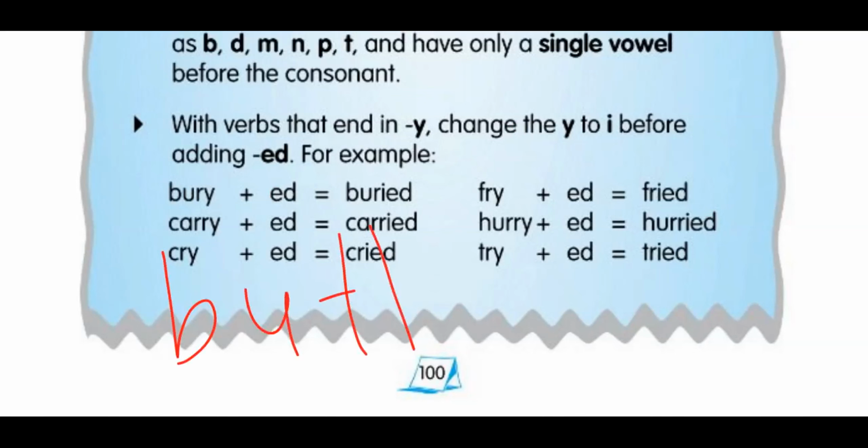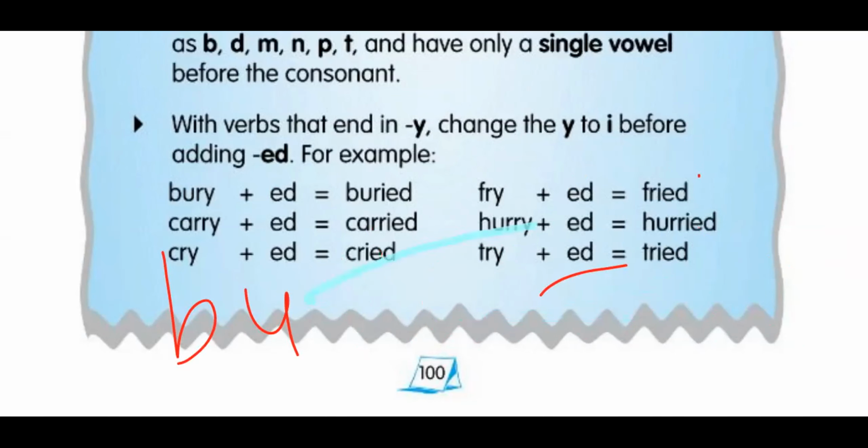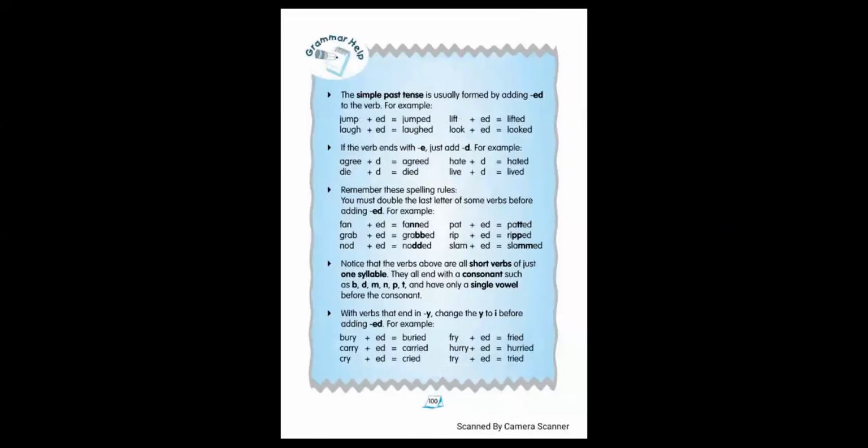Butterfly. For butterfly, what did we do? We removed the y and then added ies. Do you remember? Here also, हमने y को I से बदला था. Okay, same rule follow किया था. One thing is same, similar. So this is simple past tense. Okay.